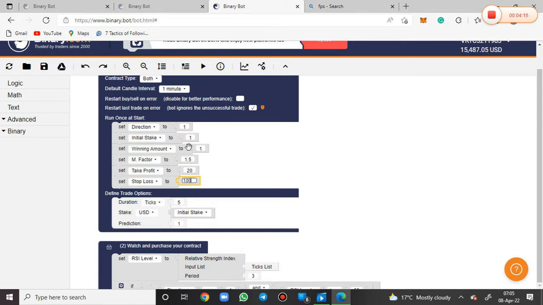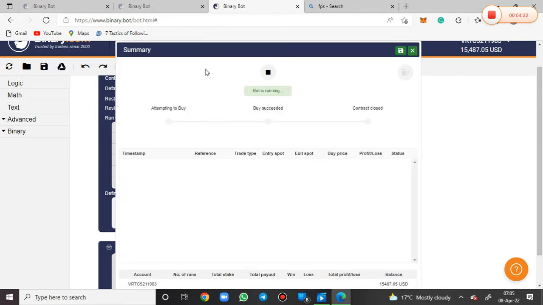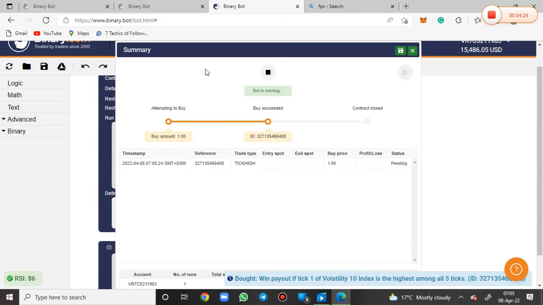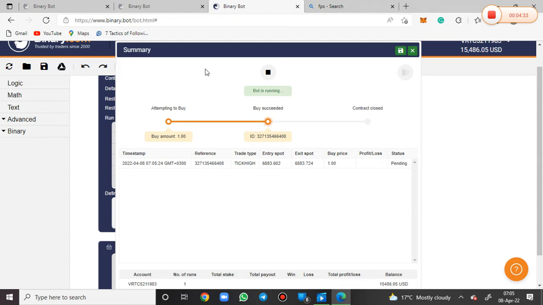And then once you have put in all the requirements, you just click on run. And the bot will start doing the work for you. You don't need to do the manual stuff like in normal trading. You just edit settings based on what you want, how much you're trading with. Now we've made a loss.